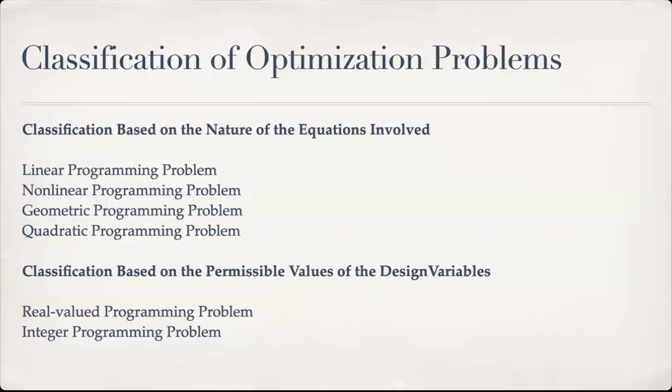The next thing is classification based on permissible values of the decision variable. Oh, this one, I already told you what it is. Real value programming problem or integer programming problem, okay? When your decision variable can take only integers, or your decision variables can take anything, real values.